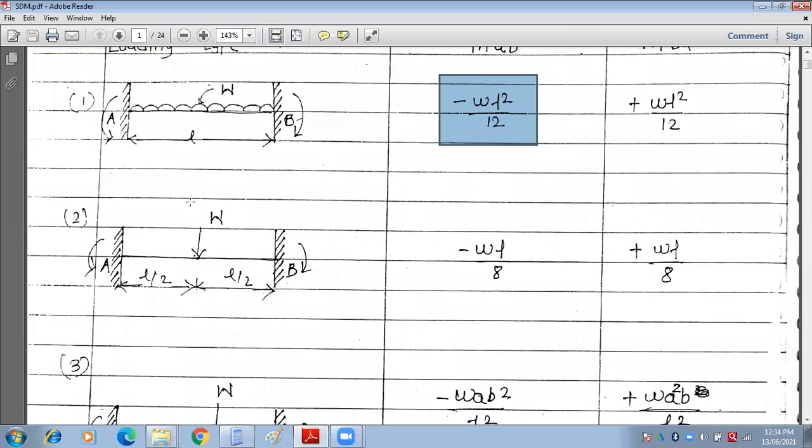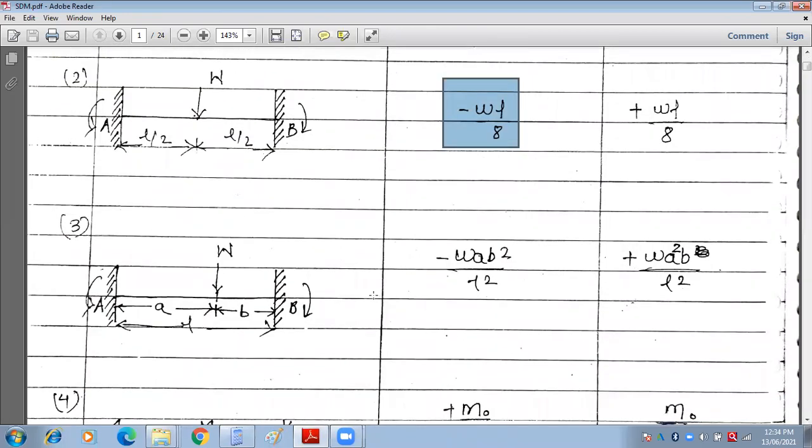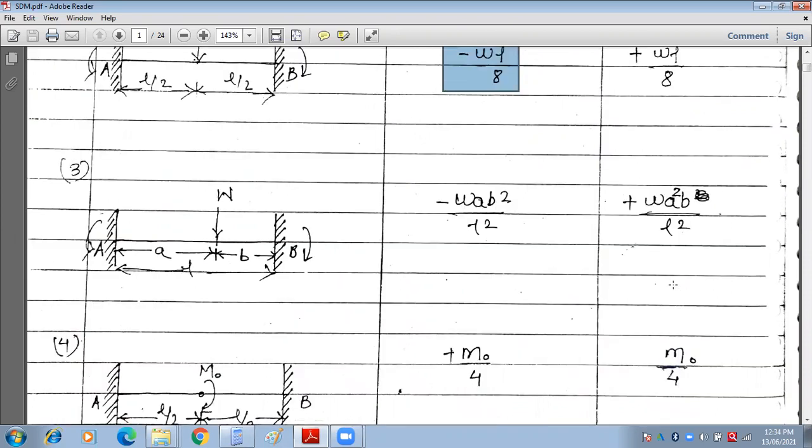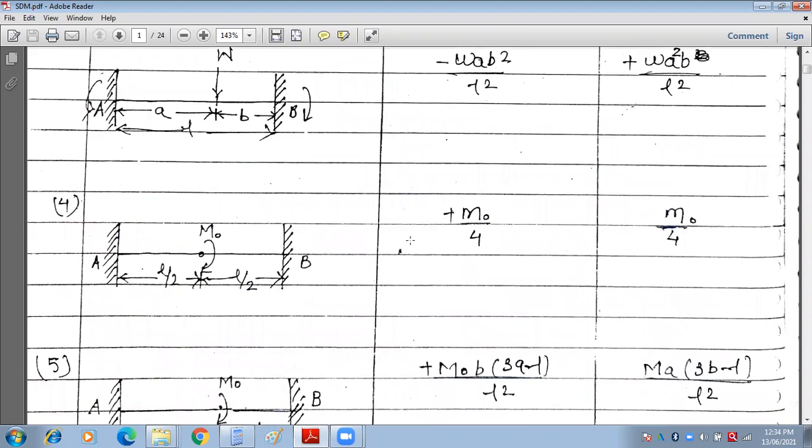If there is a point load at the center of the fixed end beam, then the fixed end moment is WL by 8. If this point load is eccentric, then the left side moment is WAB square upon L square and the right side moment is WA square B upon L square. If the fixed beam carries a moment at the center, then the fixed end moment is M by 4.